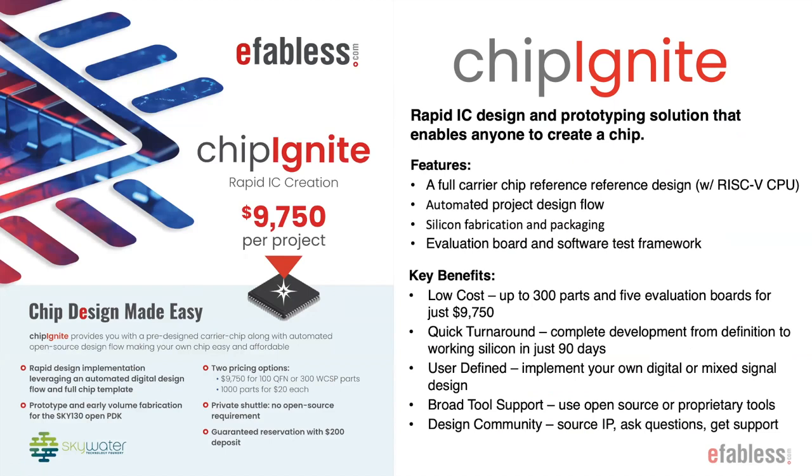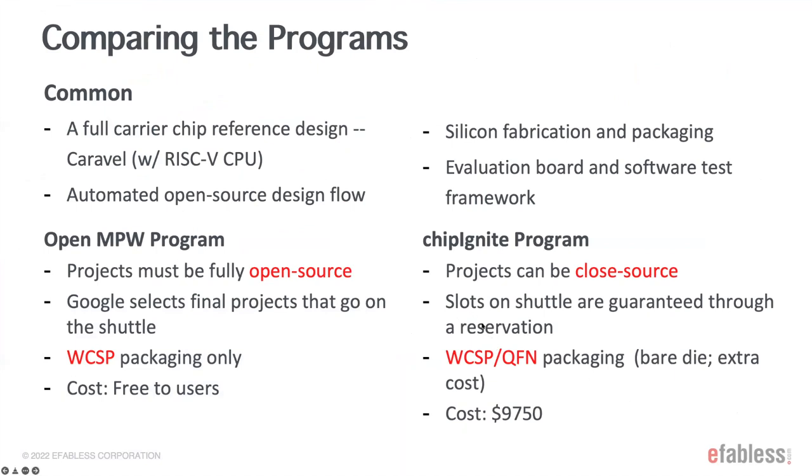chipIgnite, on the other hand, is a shuttle program run by Efabless, but at very low cost. So you can make use of this shuttle if you want, for example, to use different packaging. With chipIgnite we have more packaging options. We have only the WCSP package for the Open MPW, but for chipIgnite we have QFN as well. If you need just bare dies, you can get that as well. Your project doesn't need to be open source.